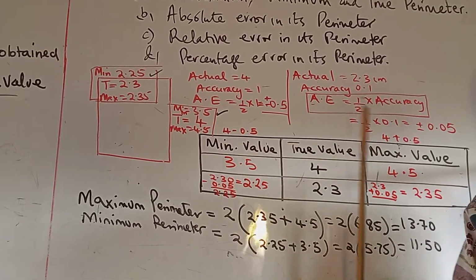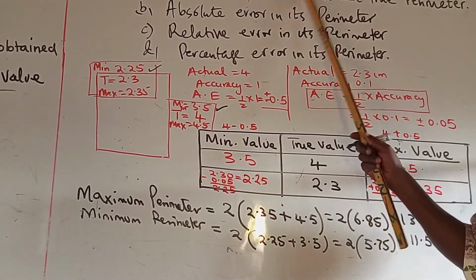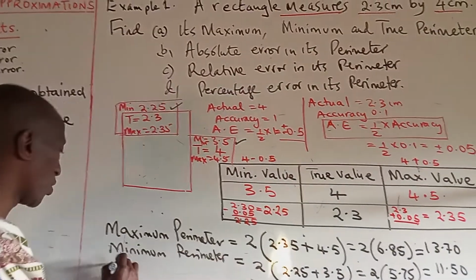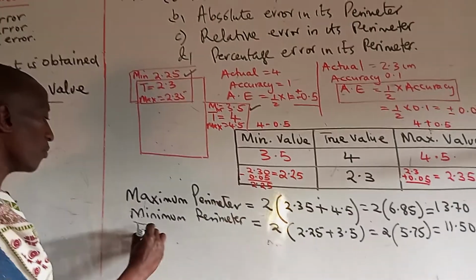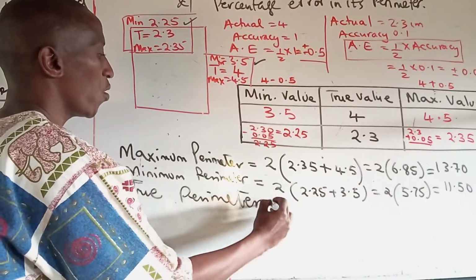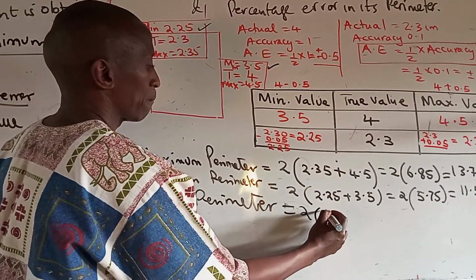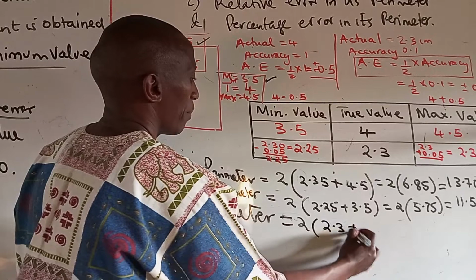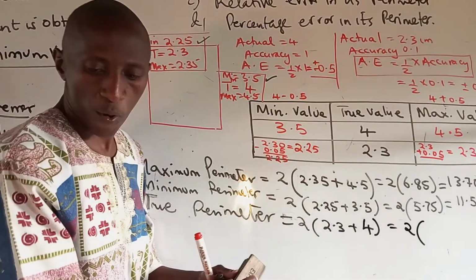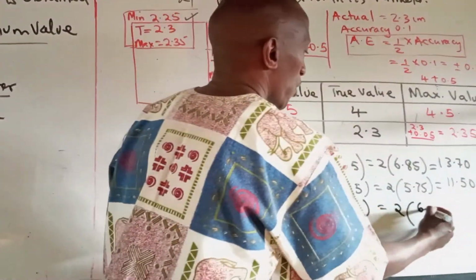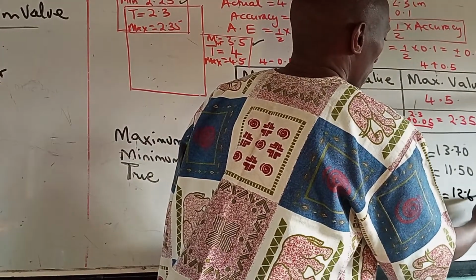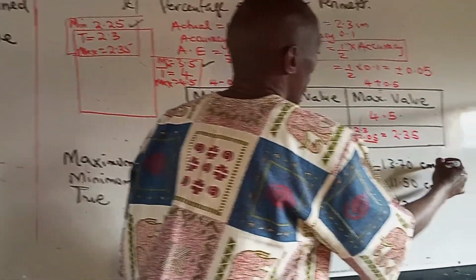We have already cleared that. So let's look at the final part, true perimeter. The true perimeter is the actual perimeter twice 2.3 plus 4, and that gives us twice 6.3, and that comes to be 12.6 centimeters. All these measurements are in centimeters.